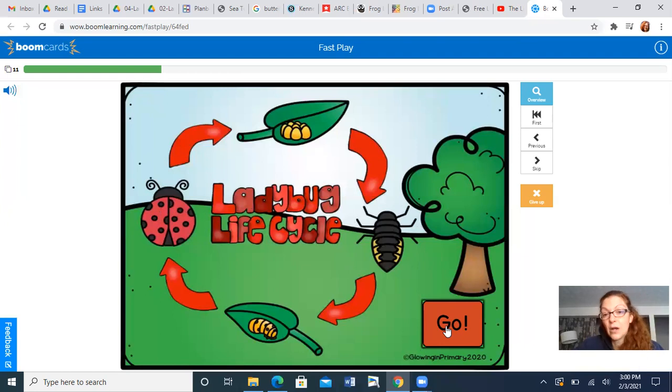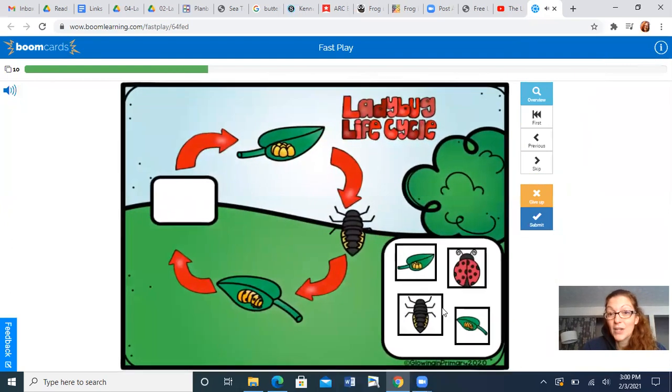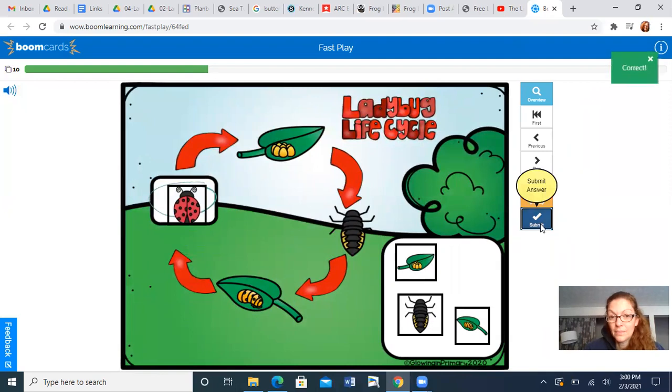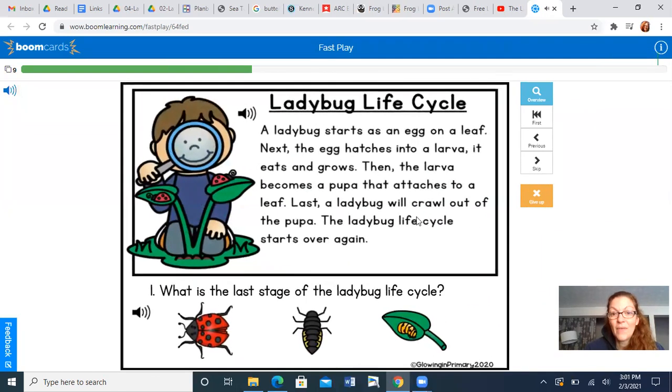All right, so this is your boom card for today. There's a link right below here. I want you to go ahead and fill in the missing sections of the boom card. All right, so we have the eggs, the larva, the pupa. What's the last part? Absolutely, the adult. So you're going to put it in, hit submit. Yep, we got it.